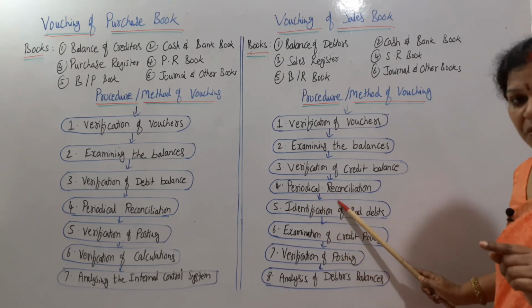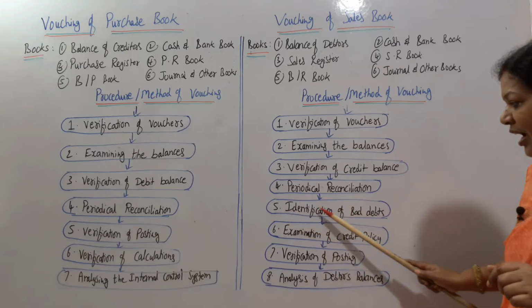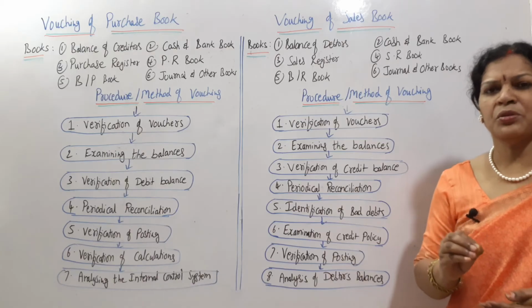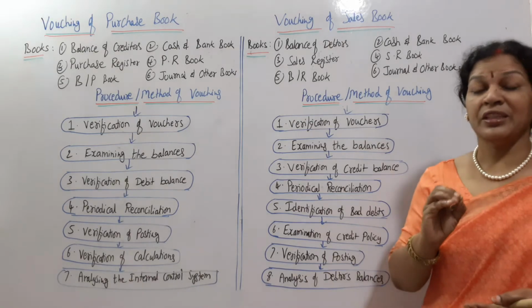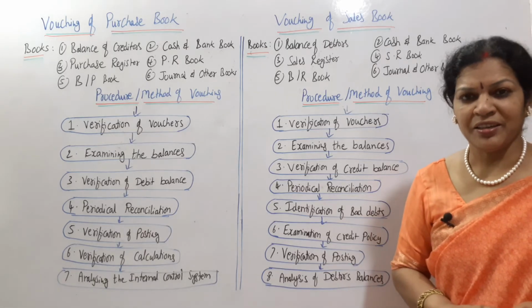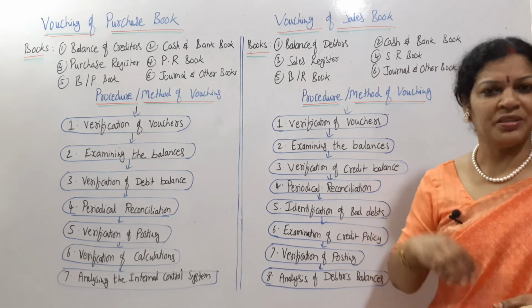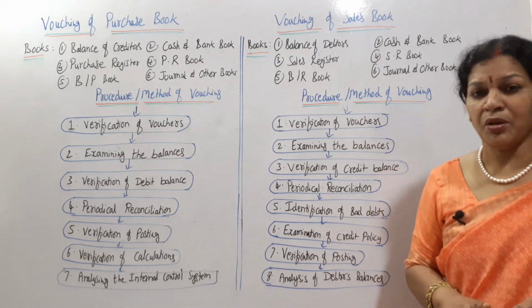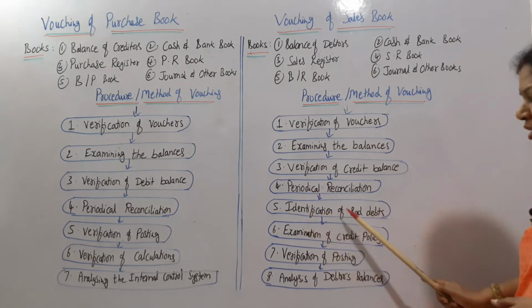Once you observe the periodical reconciliation, identification of bad debts. How many bad debts are there? Suppose I have sold goods worth 3 lakh rupees on credit basis. Out of 3 lakh, 10,000 is bad debts, means they are not going to pay. It's a loss. So identify that one also. How much is there? So, identification of bad debts.